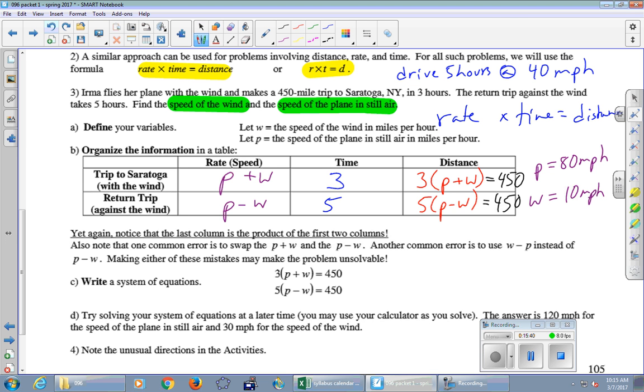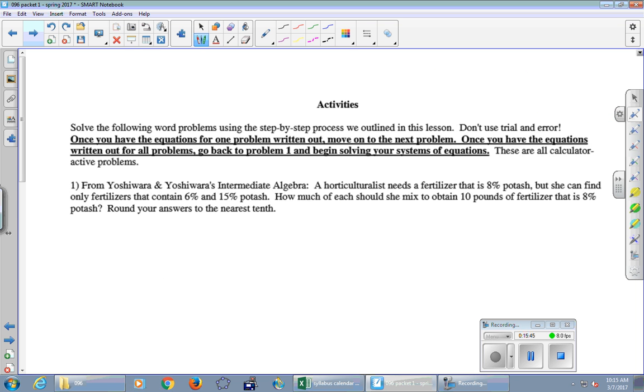Okay, so activities start on the next page. Nope, two pages away. First of all, you're going to have to make your own table. So feel free to reference the tables that we just made here today. Second of all, we're going to do just like we did last class. You're going to set up and just get to the place where you've written two equations down, but then don't solve them. Move on to the next one, write two equations, move on to the next one, okay? Only after you've got all of the equations written down do I want you to go back and start solving with substitution or elimination.